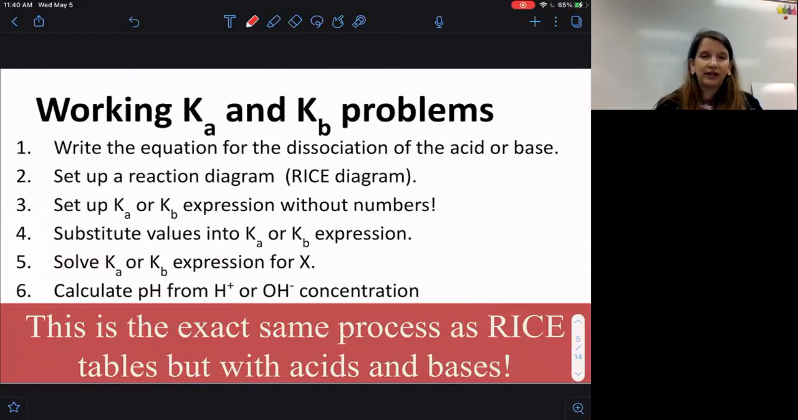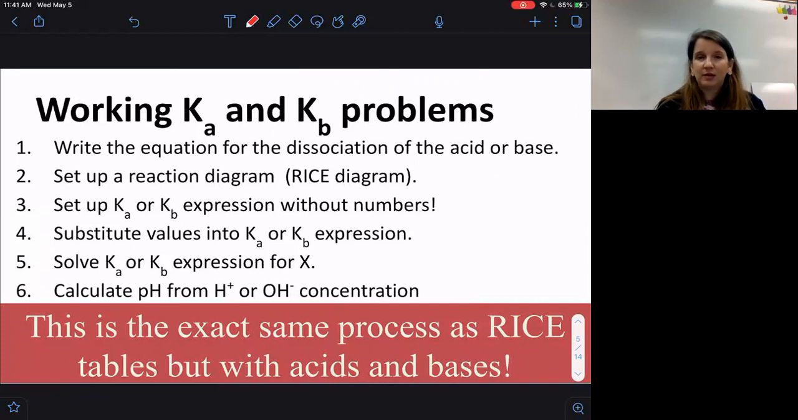So when we work out our Ka and our Kb problems, we're going to do this the same way and set these up the same way we did in our equilibrium unit. So we have to write out our reaction first. We need to see what ions it's going to dissociate into. We're going to set up our RICE table.